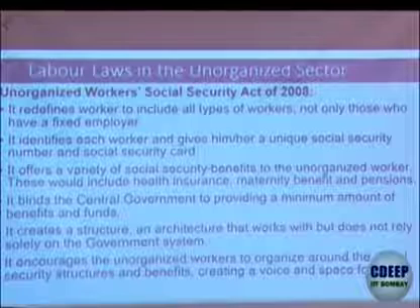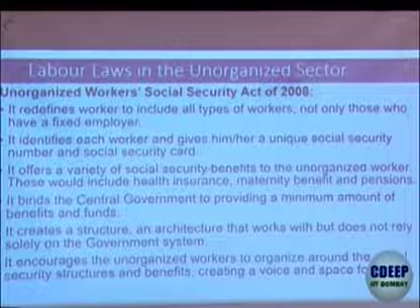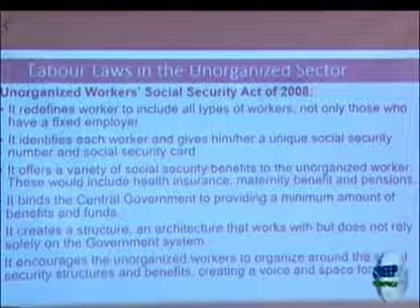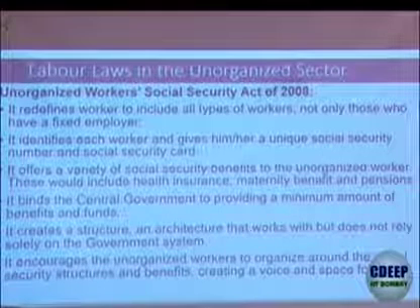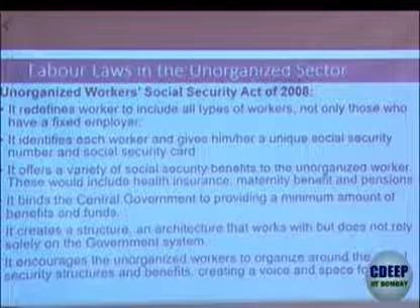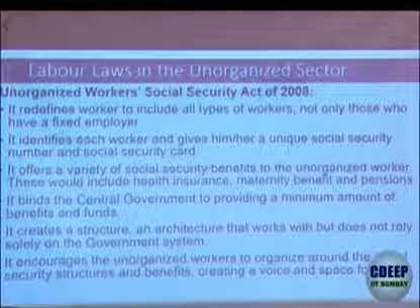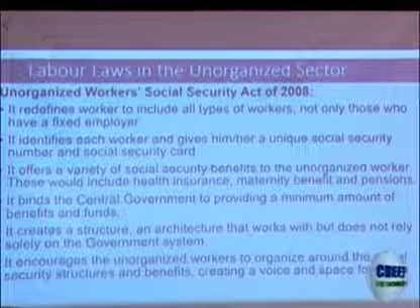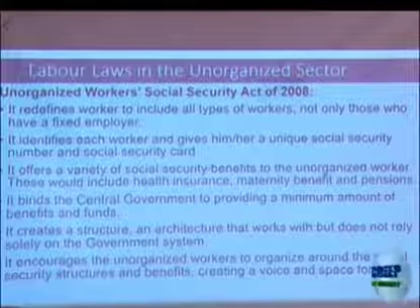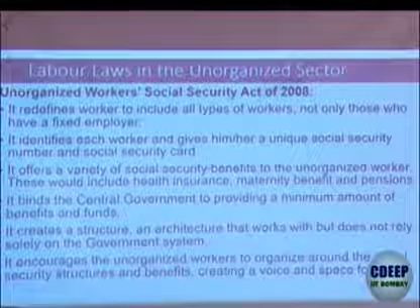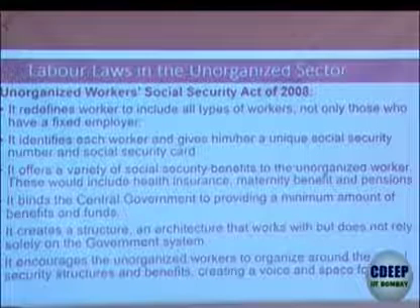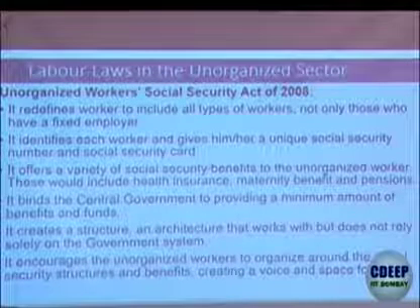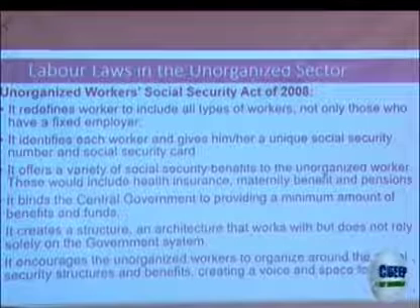And one of those acts is the Unorganized Workers Social Security Act of 2008, and basically it redefines workers to include all types of workers and not only those who have a fixed employer. And it gives every worker a unique social security number and social security card. The benefits included are health insurance, maternity benefits, pensions and other benefits. And it binds the central government to providing a minimum amount of benefits and funds for these workers. Still, only 8% of the workers are able to get those benefits. These are basically the reasons. The acts that exist today only apply to workers who have a clear employer-employee relationship.